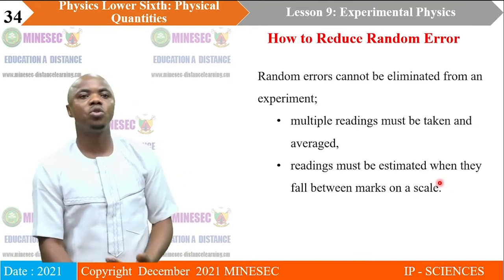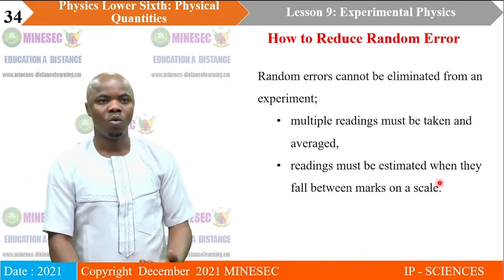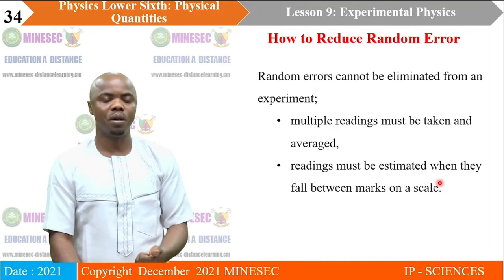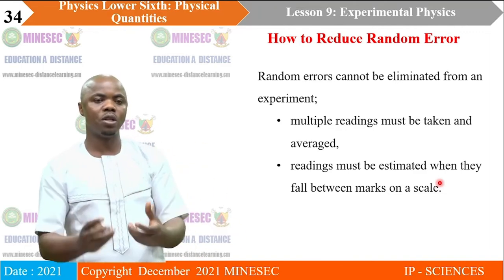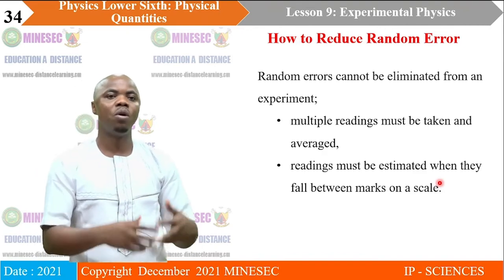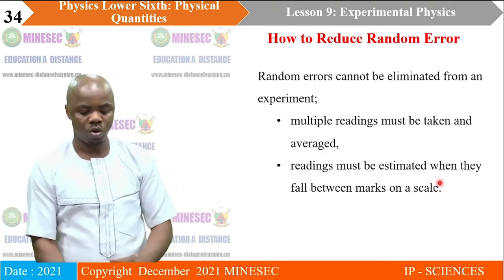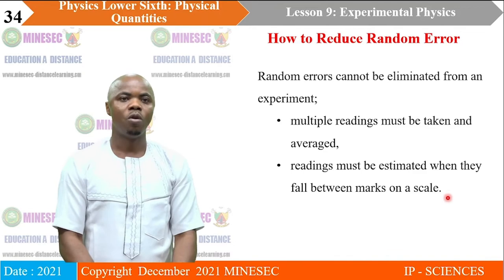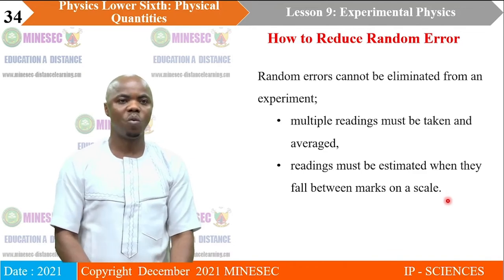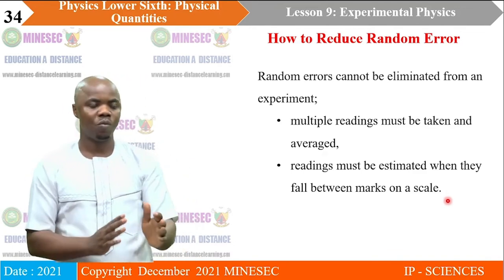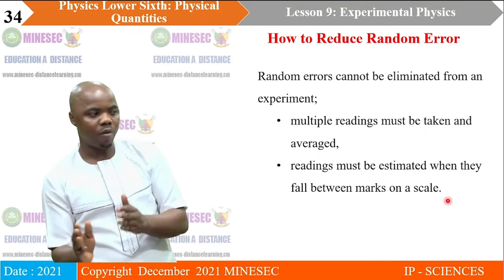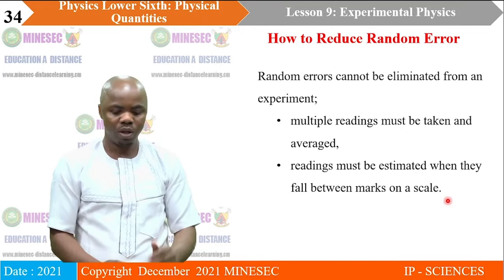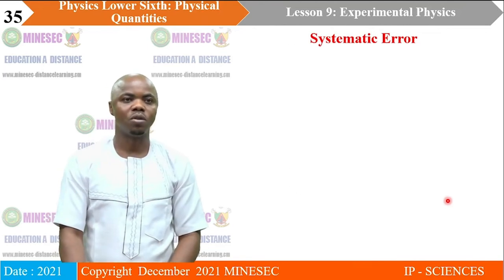How do we reduce random errors? We say multiple readings must be taken and averaged. So it's a precaution. We say several values of the reading are taken and the average value calculated in order to reduce random error. Readings must be estimated when they fall between marks. So if I have a reading that falls between 1 and 1.1, I have to look for a way to estimate it in between using precisions.